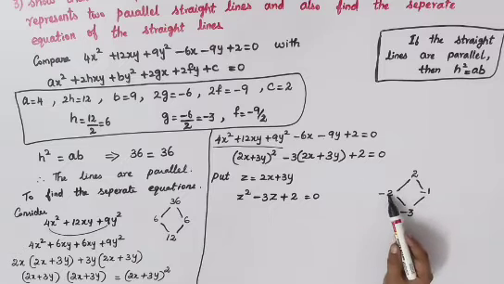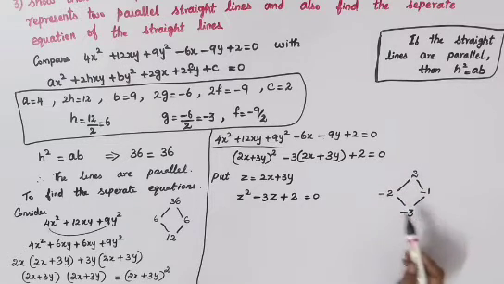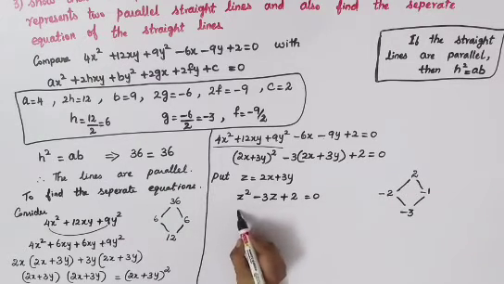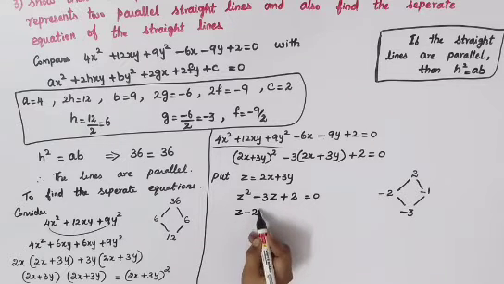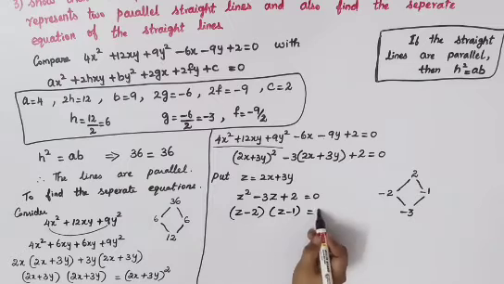Now check it and see. 2 ones are 2, minus into minus will become plus. Down you will have to add or subtract it. So here it is both minus, so adding you will get 3, 2 plus 1 is 3, but minus is there, so minus 3. So both the values are satisfied. So you can write it as z minus 2 into z minus 1, which is equal to 0.